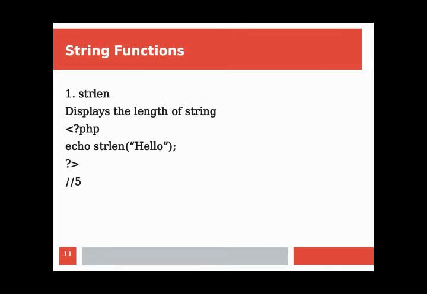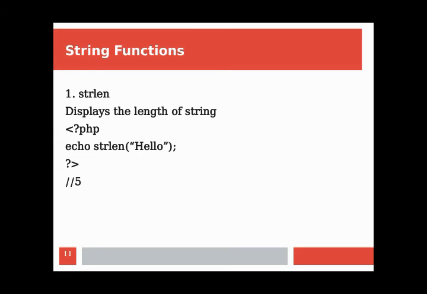Next is string functions. Here strlen displays the length of the string. We will use that in the program. Here in the PHP tag we use the display statement echo strlen, and in brackets within double quotes "hello", that means this string is used, semicolon and end of the tag. So here the length of the string is considered while we execute this program.